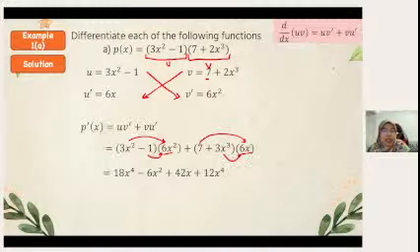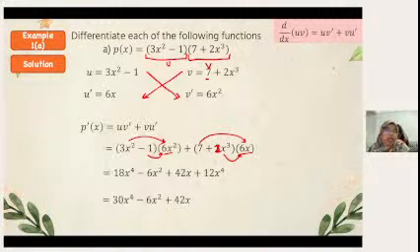So those will become 18x cubed. Oh my god, it's actually 2x cubed. Wrong copy. Okay, so 2x cubed multiplied with 6x. So those will become 12x to the power of 4. Sorry, wrong copy. Okay, and then of course 18 plus 12x to the power of 4. So those will become 30x to the power of 4, minus 6x squared and then plus 42x.